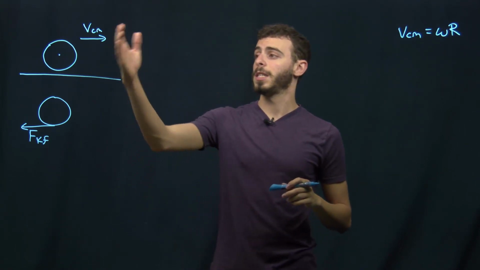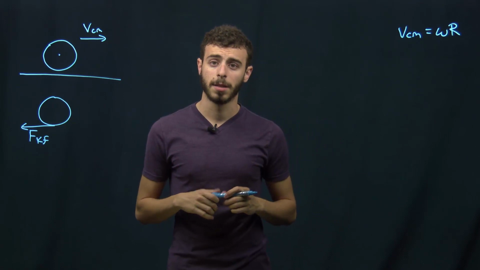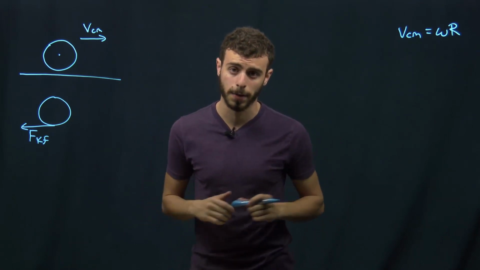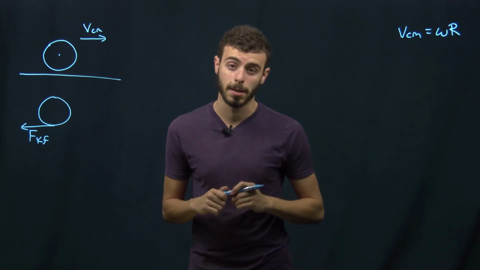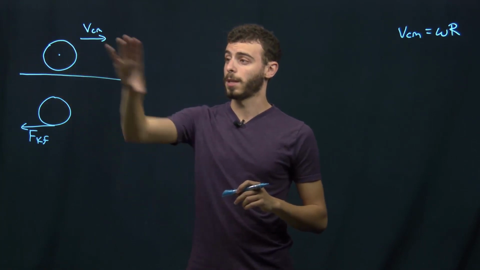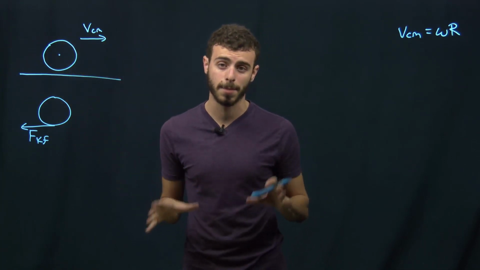So first of all, we start with some v center of mass. So it starts with some initial translational velocity, and it starts with no omega. So the omega starts at 0. And the reason is it's released level to the ground. So it starts not spinning.